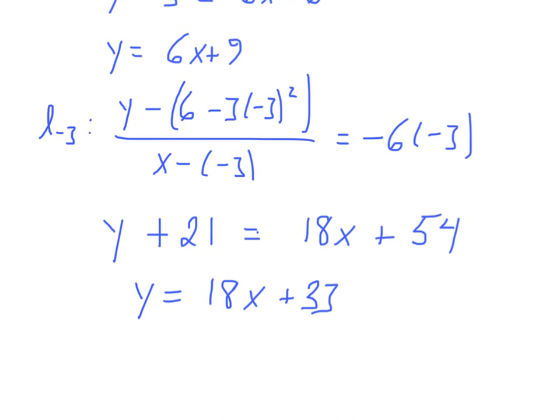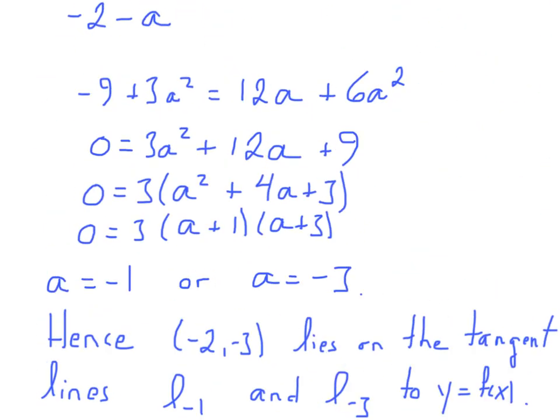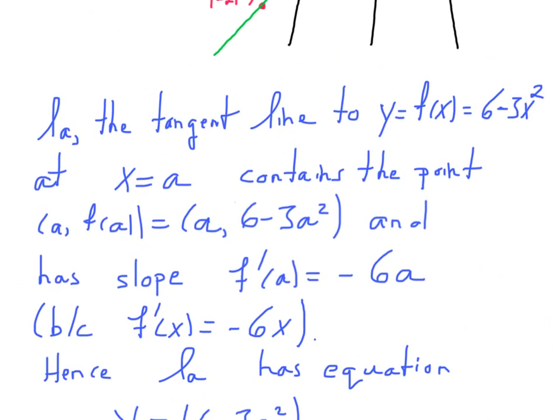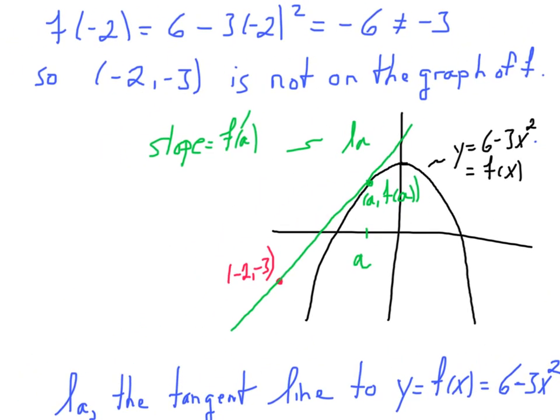All right, so that's it. We found the equations of the two tangent lines to the graph of y equal to f of x passing through the point minus 2, minus 3. Remember, that we weren't asked to find the equation of a tangent line to the actual curve because minus 2, minus 3 didn't lie on the curve.